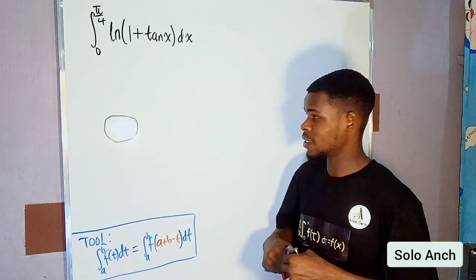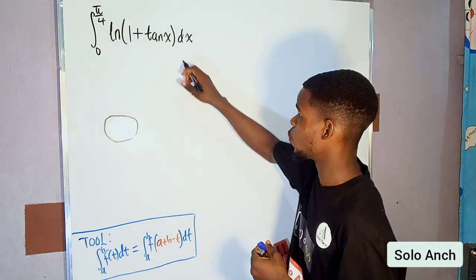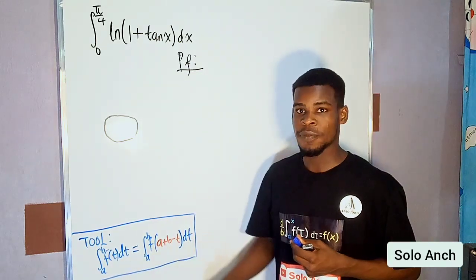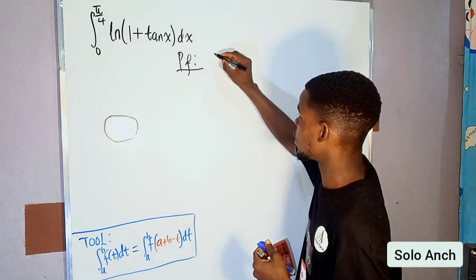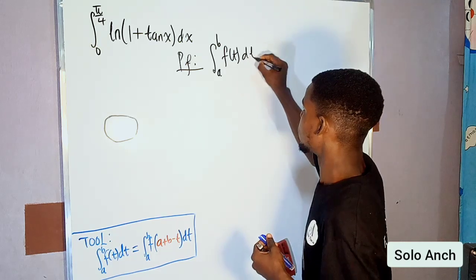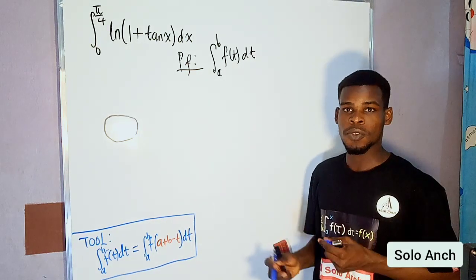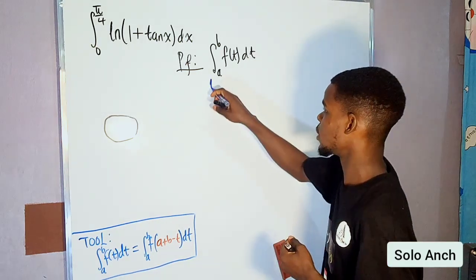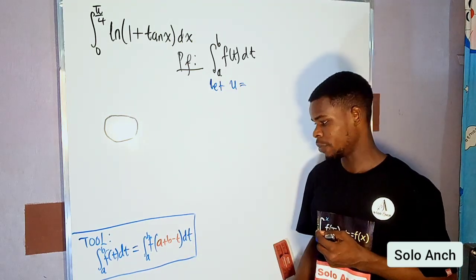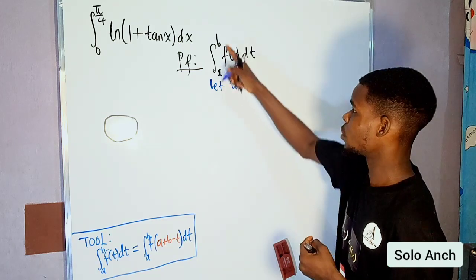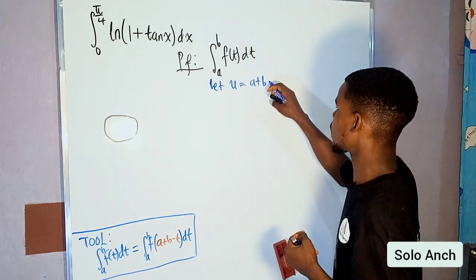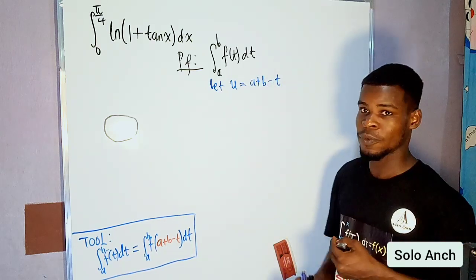Let's sketch the proof to see how this works. Let me put it down here. We're going to start off with the left integral, which is the integral from a to b of f of t dt. What I'm going to do here is u-substitution. Let u be a plus b minus t, where the bounds of integration are a and b, so we add them together and then subtract the independent variable from that.